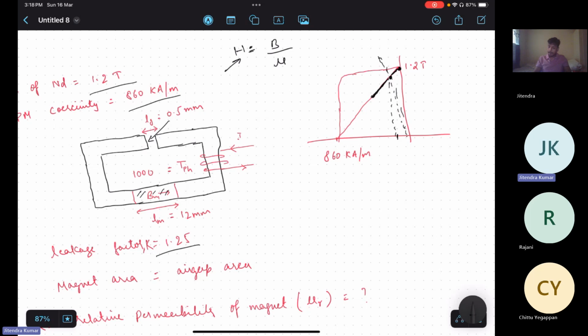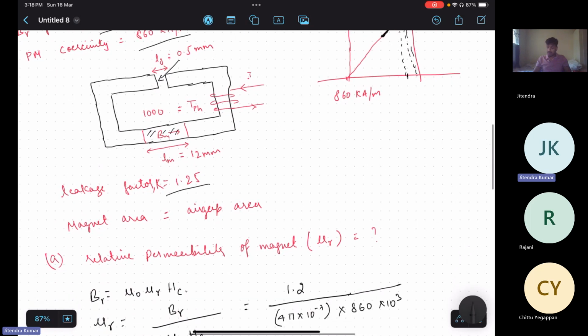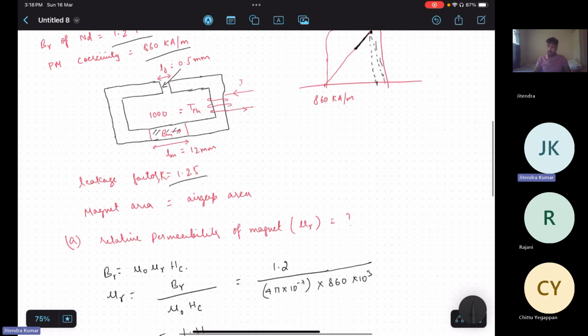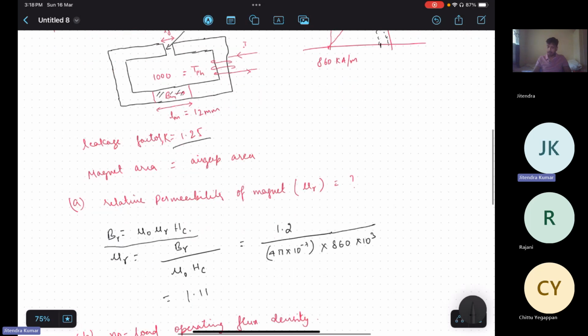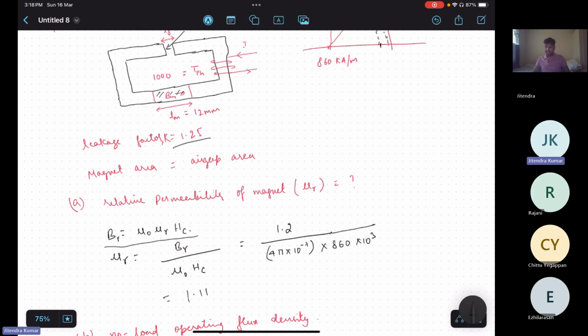Now, the first part was very straightforward. We had to calculate the relative permeability of the magnet, and from this equation we can easily calculate it, right? Br is equal to mu naught mu r Hc. Mu naught we know, Hc is given in the problem, Br is also given in the problem, so we easily calculate the value of mu r. I hope A part is clear to you.